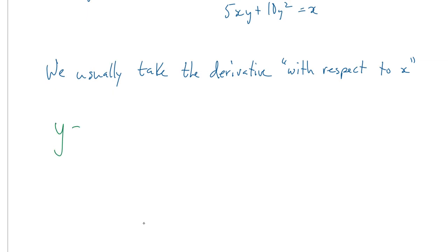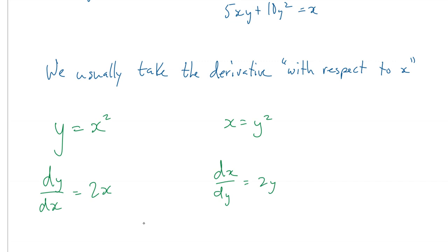So if my curve is y equals x squared, then dy by dx is 2x. But what if I did x equals y squared? Then I could do dx by dy equals 2y. Like I could take the derivative with respect to y. That's not what we're doing, but you could.